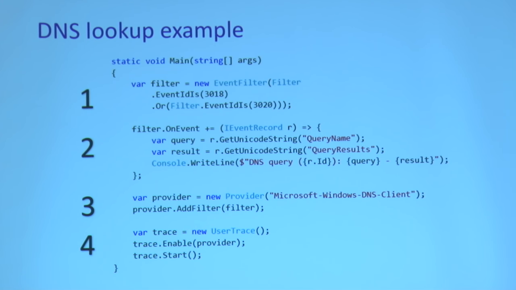And then that last one, number four, we just make a trace object, enable the provider on it, start your trace and go.